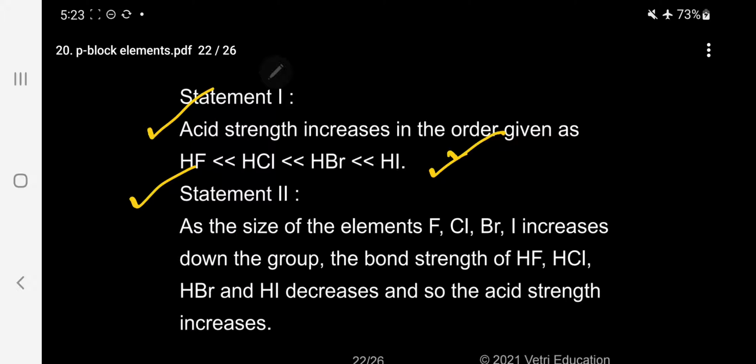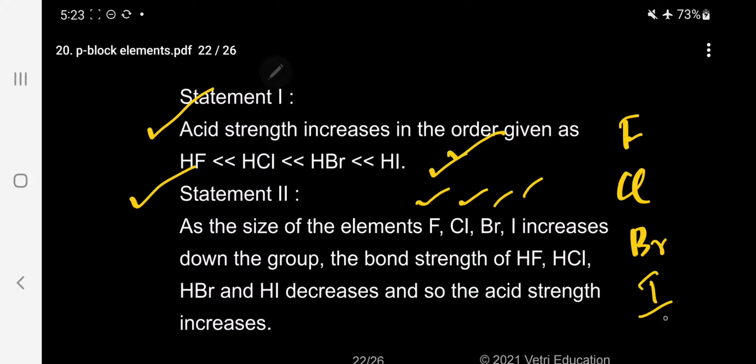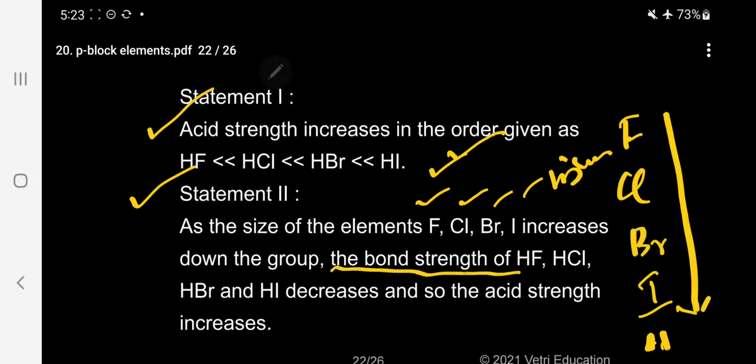Statement 2: the size of the elements fluorine, chlorine, bromine, iodine increases down the group. Only these 4 we are taking here. The size of the element increases down the group, so the bond length of HF, HCl, HBr and HI increases, and so the acid strength increases.